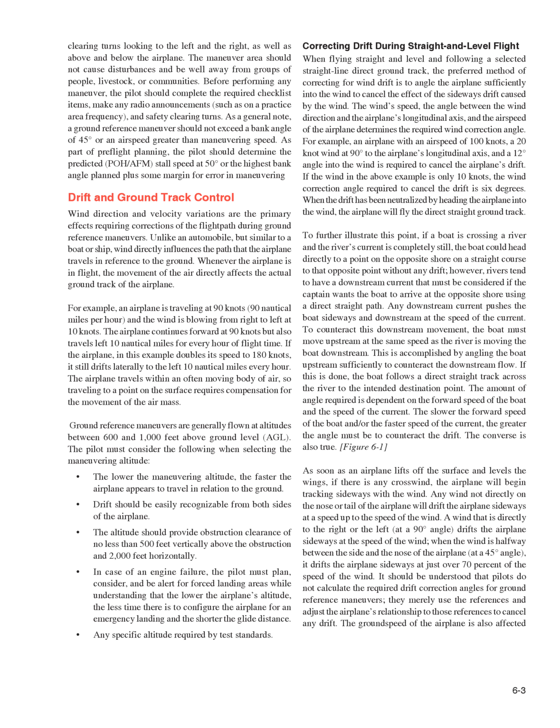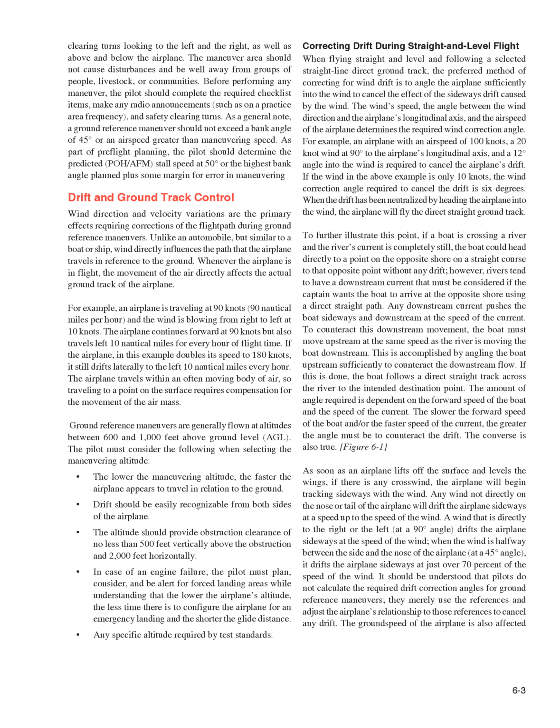When the wind is halfway between the side and the nose of the airplane, at a 45 degree angle, it drifts the airplane sideways at just over 70% of the speed of the wind. It should be understood that pilots do not calculate the required drift correction angles for ground reference maneuvers, they merely use the references and adjust the airplane's relationship to those references to cancel any drift.